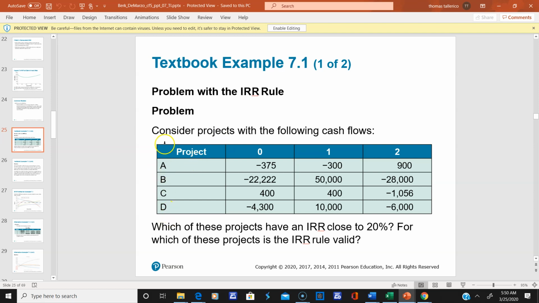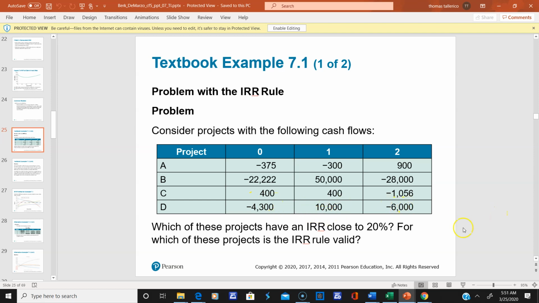Here are four projects, A, B, C, and D. You'll notice that for A, all the negative cash payments are here, and then there's a positive, so there's only one sign flip in the cash payments. Look at B. B has two sign flips: negative to positive, and then back from positive to negative. C has basically positives before the negative. That's a problem, even though there's only one sign flip. And look at D. D, again, has two flips.